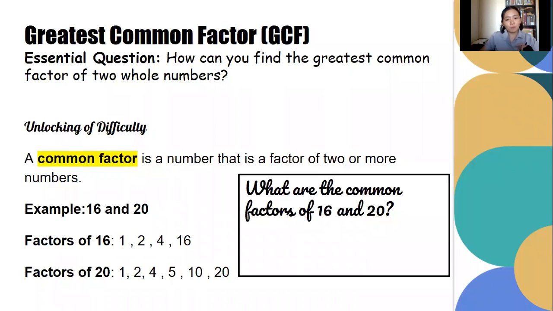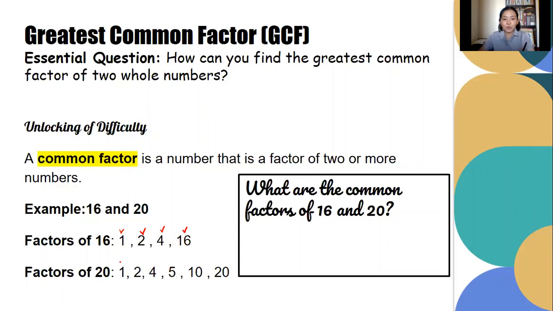So before we formally start with the GCF lesson, I want you to take note of this important term, common factor. This is a number that is a factor of two or more numbers. Example, we have 16 and 20. Listed down are the factors of 16. We have 1, 2, 4, and 16.